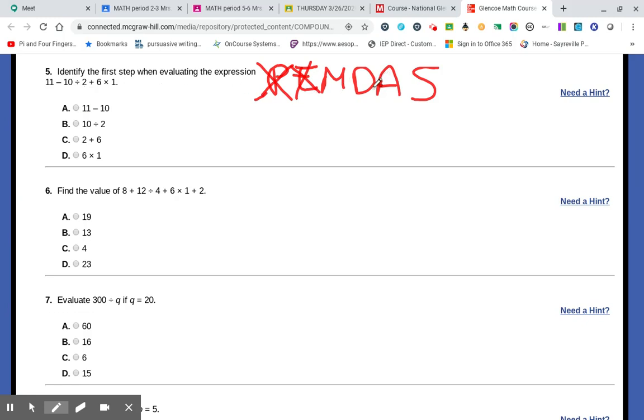How do we do this? Multiplication before division? Not this time. This time, division comes before multiplication. So your answer for this one would actually be 10 divided by 2, because multiplication and division weigh the same. You just complete them from left to right. So for this particular problem, number 5, you would definitely solve 10 divided by 2 before you do 6 times 1.